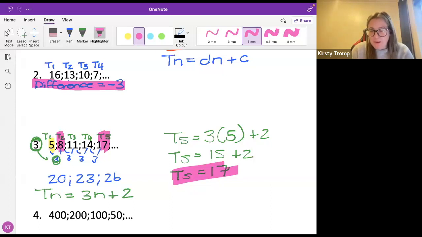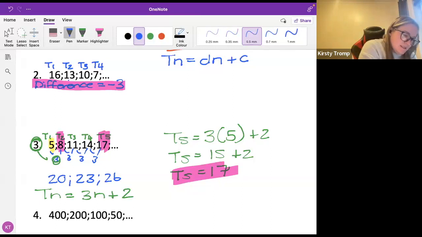Ma'am? Can I put the number negative 3 instead of saying D? Can I put negative 3 instead? Yes, ma'am. Okay, good, because I worked it out, hey?